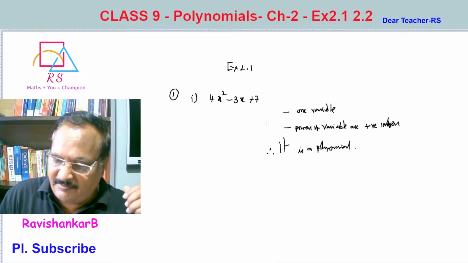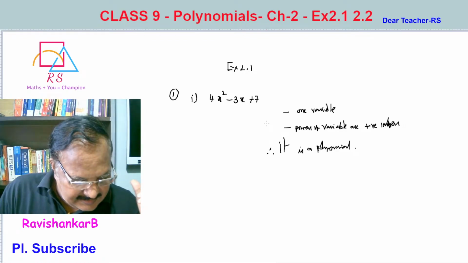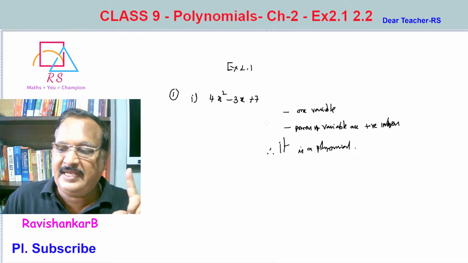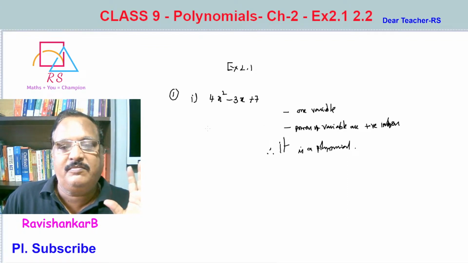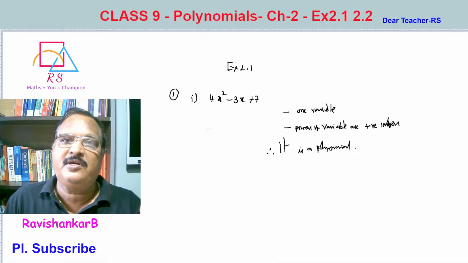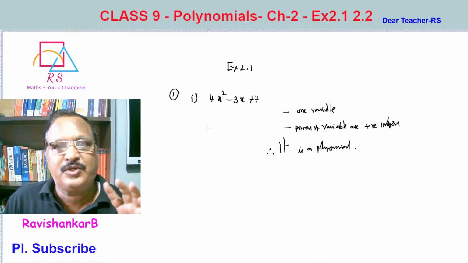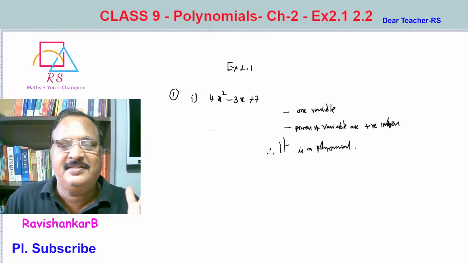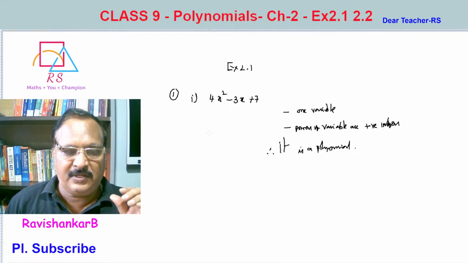It is a polynomial. It is one variable because he asked us in one variable. And it is a polynomial if the powers are positive integers. It should not be a negative number, it should not be a fraction, it should not be a square root, cube root, etc. That is how you have to do it.